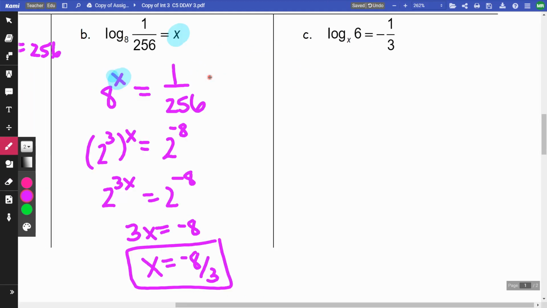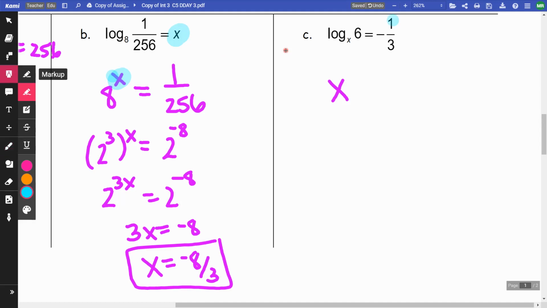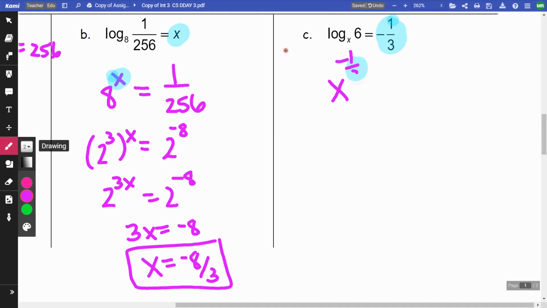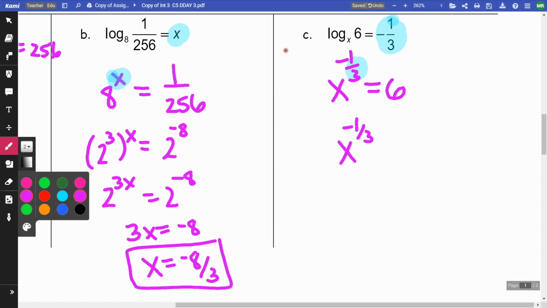On letter C, if I rewrite this, this is going to be x to the, again, remember, this is always equal to the exponent. So x to the negative 1/3, sorry, is equal to 6. Now, a couple ways you could think about this. One way is to remember that a fraction is a root, so this is really the cube root. But another way to do it is I want to try to get this x to the negative 1/3 to really be x to the 1st.